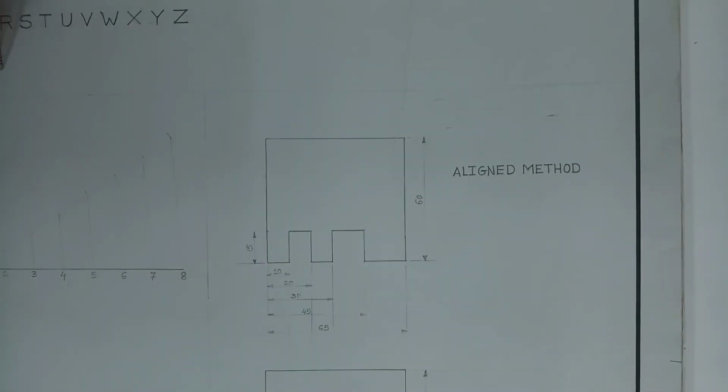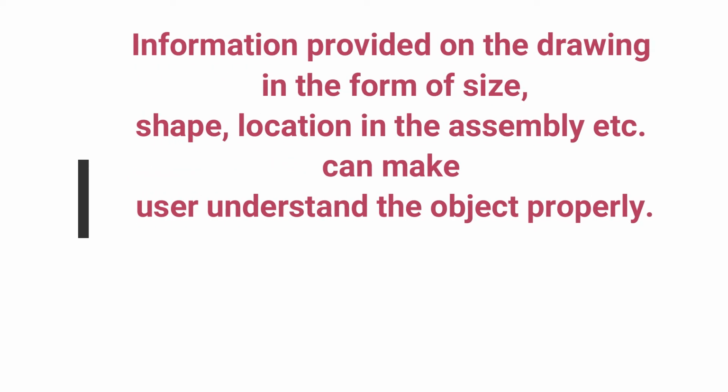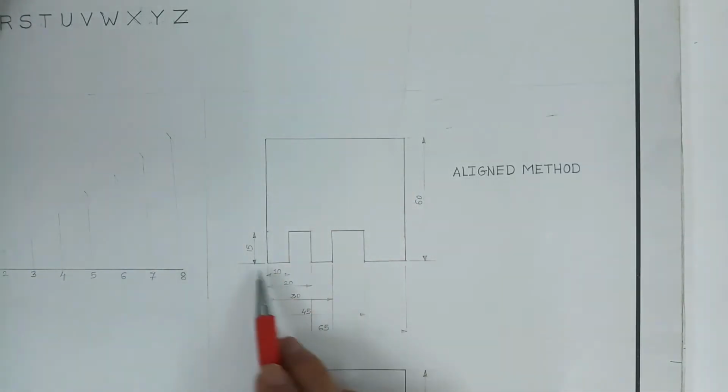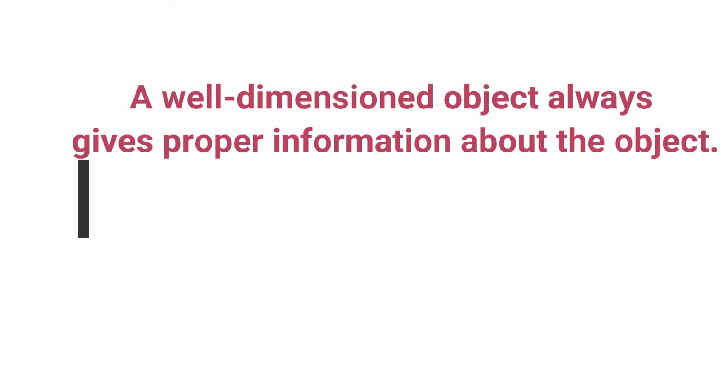An engineering drawing must be properly dimensioned so that the designer can convey his or her ideas to the end user. If you provide the information needed on the drawing in the form of size, then shape, location, etc., then the end user comes to know about all the features of that particular object. So a well dimensioned object or a well dimensioned view always gives a proper idea to the end user.